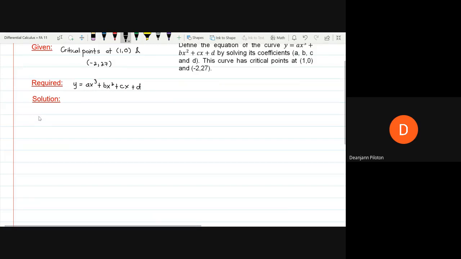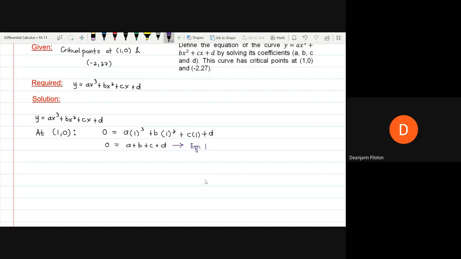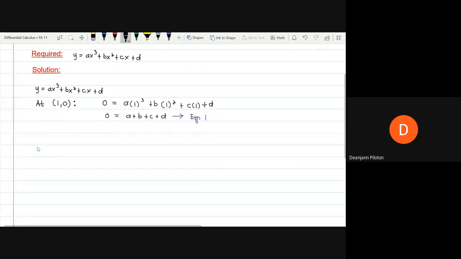Okay, we start with the equation of the curve, and let's start with the first critical point at 1, 0. At 1, 0, your y is 0. Then your x is 1. So we have a times 1 raised to 3 plus b times 1 raised to 2 plus c times 1 plus d. And if we simplify it, we have 0 equal to a plus b plus c plus d. So this is our equation 1.